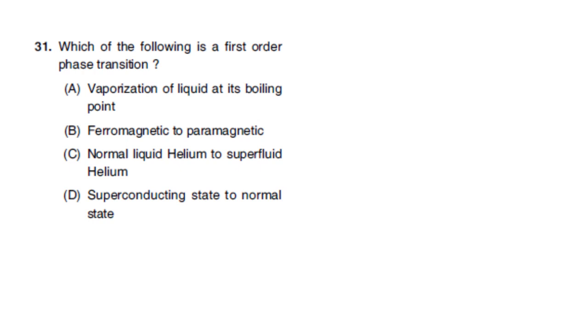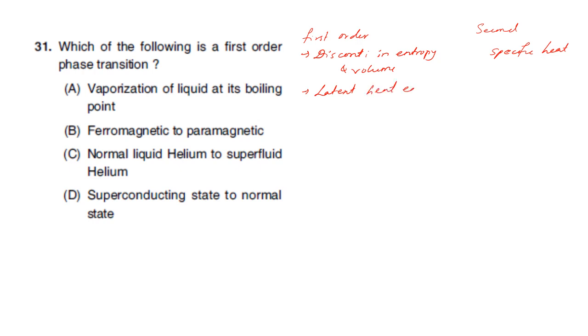Now let us see what is first order and what is second order phase transition. For first order phase transition, we can see the discontinuity in entropy as well as volume. Whereas for second order phase transition, we can see discontinuity in specific heat. And here the latent heat equation holds good. It does not hold good for second order phase transition.